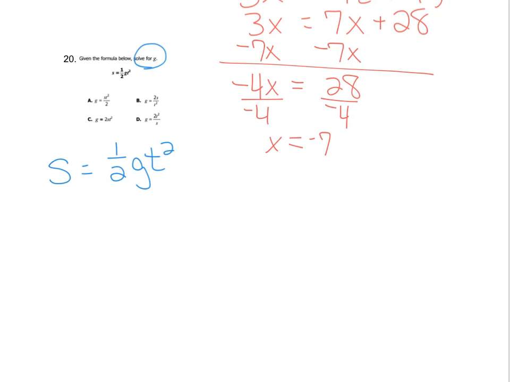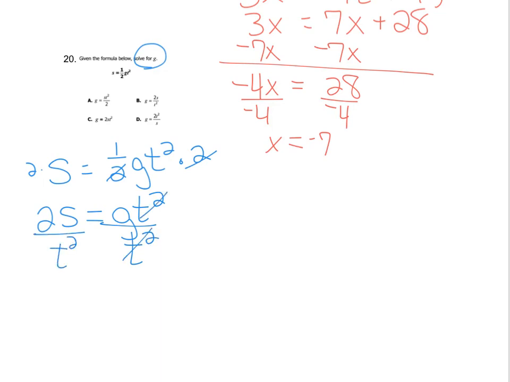How do we get rid of a fraction in front of all that? Well, we're going to multiply both sides by 2. So that cancels, and I end up with 2s equals g t squared. If you have a fraction, get rid of it first. Now I need to get rid of that t squared. This is multiplied, g times t squared. So my inverse operation, I'm going to divide both sides by t squared. That would cancel. And I end up with g equals 2s over t squared, which is it up there? I see it, B.